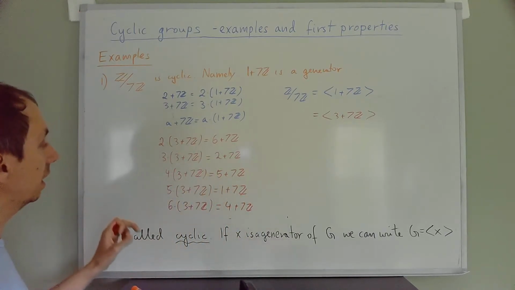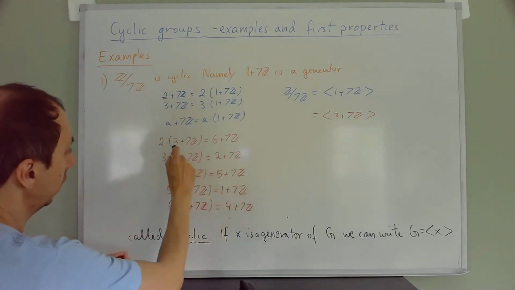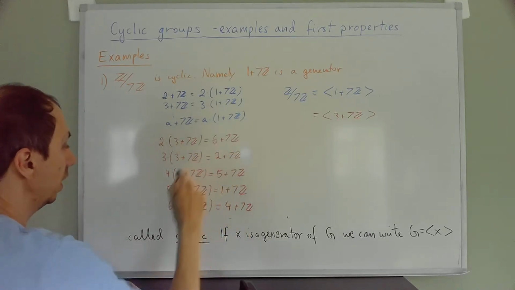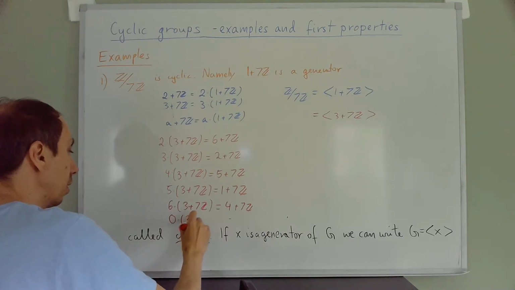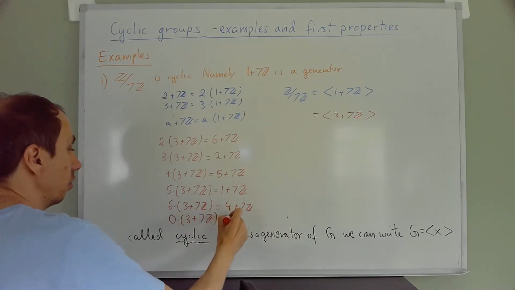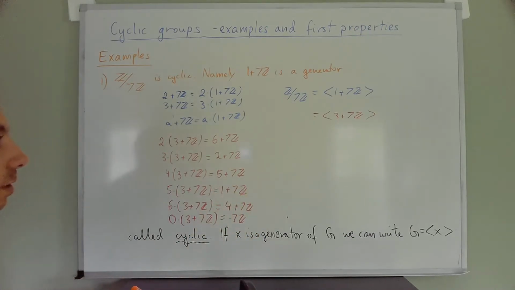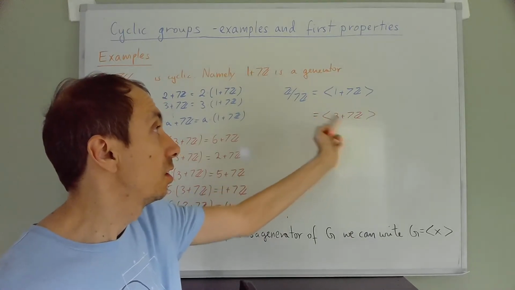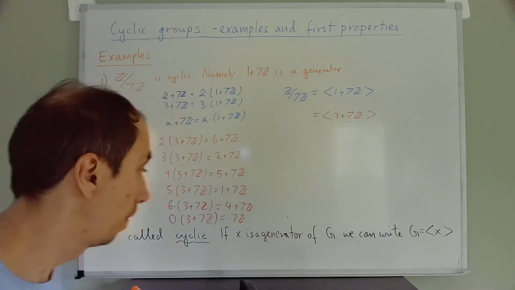So you see, I can get every element, right? 1 plus 7Z, 2, 3, 4, 5, 6. How do I get the identity? Well, I'm allowed to take the 0th power. I'm allowed to take any integer power, so that's also 7Z. So I get to every element. So this is a generator for that group. In any case, it's a cyclic group.